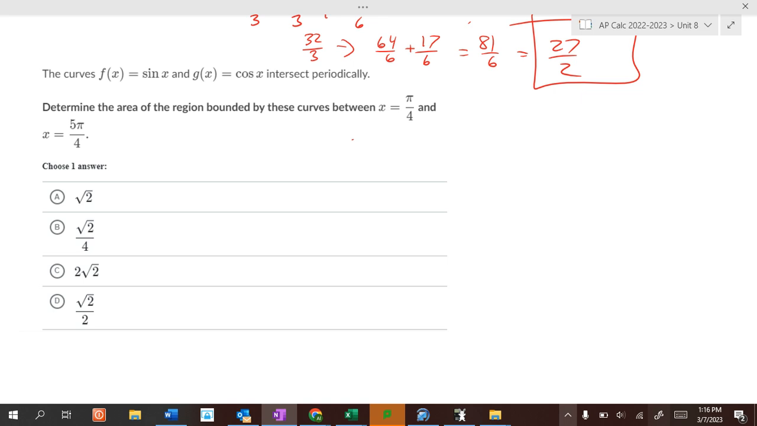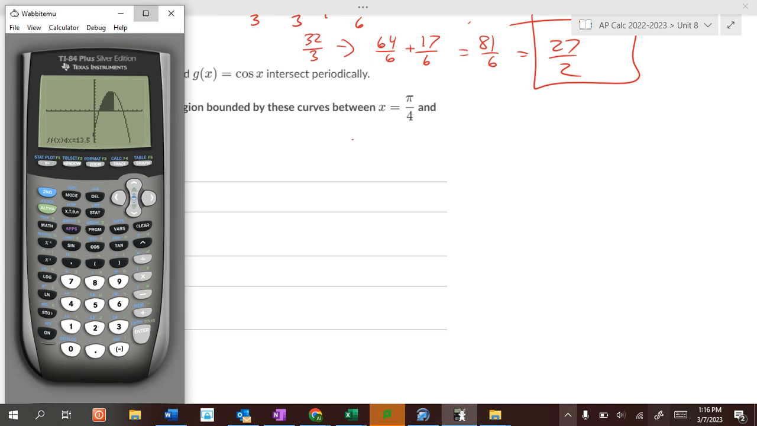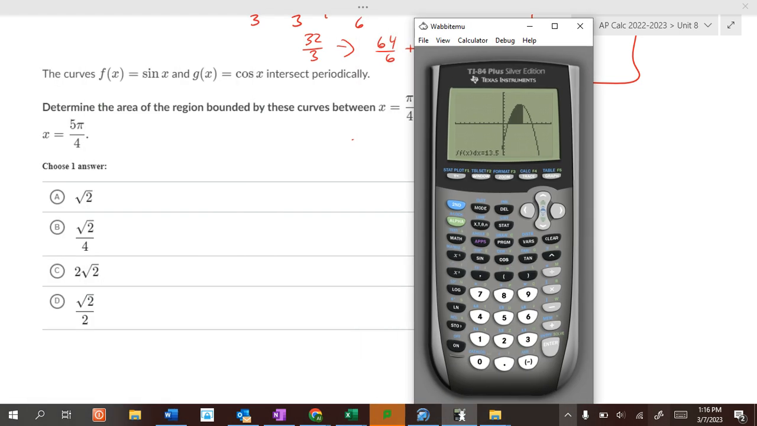Okay? So let's slide over, y equals, and then I'm going to clear out this and clear out this. So we're going to put sine of x here and cosine of x here. I'm going to turn off y2 minus y1 for right now and graph those two.